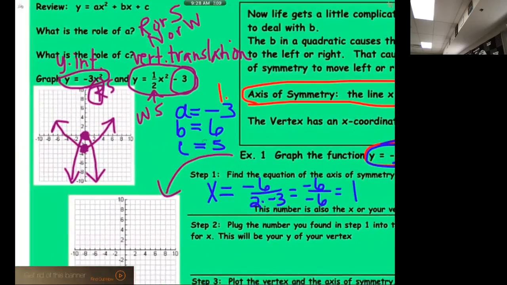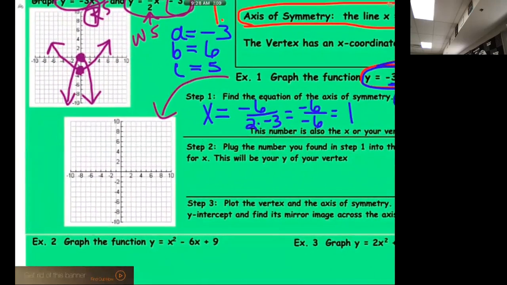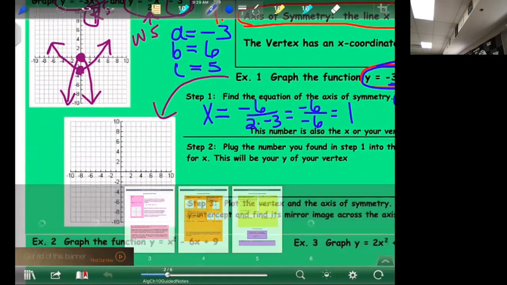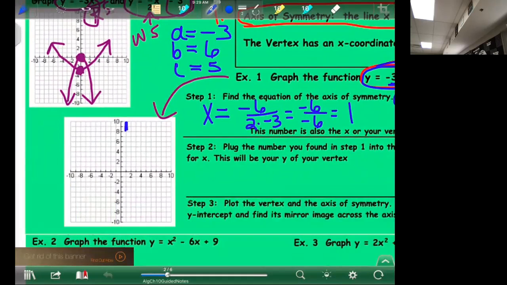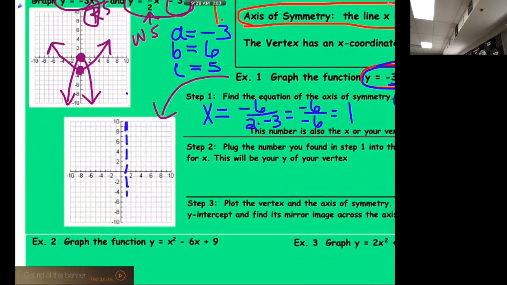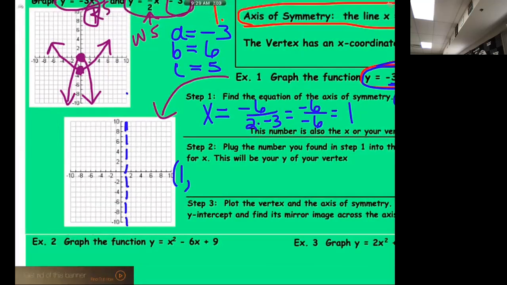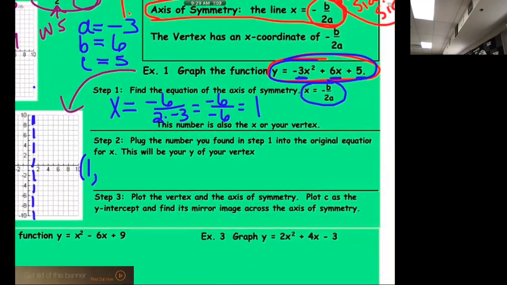So let's move over here and let's put that in. X equals 1 is my axis of symmetry. It's also going to be the x of my vertex. So my vertex has an x value of 1. But I don't know the y value yet. So this is step 2.